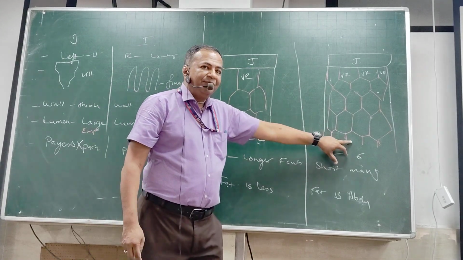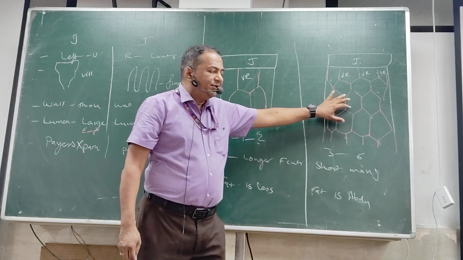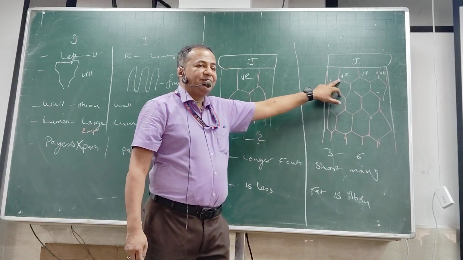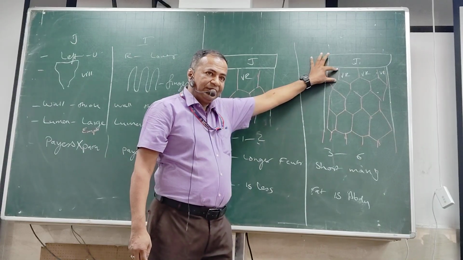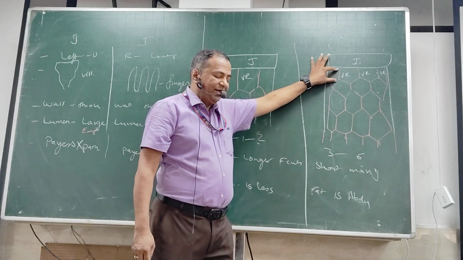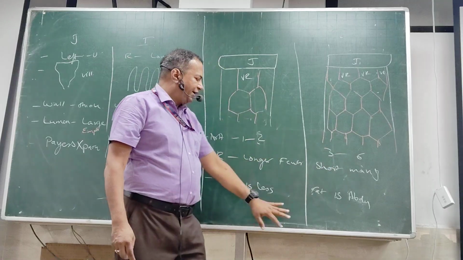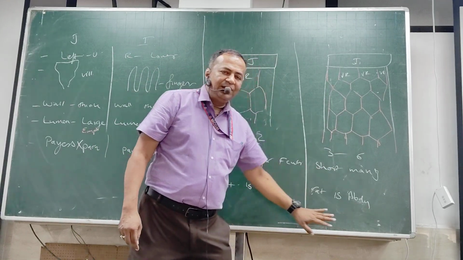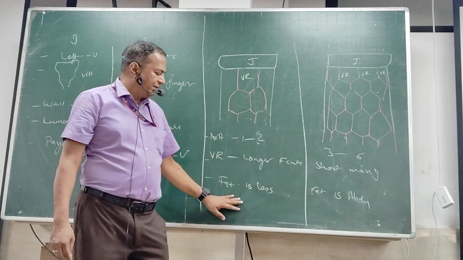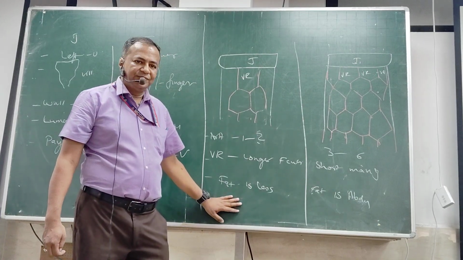Arterial arcades in ileum are 3 to 6 storied, and it almost reaches up to the ileum. Therefore, the vasa recta are shorter and many. Fat in the mesentery is abundant in case of ileum, and it is less in case of jejunum.